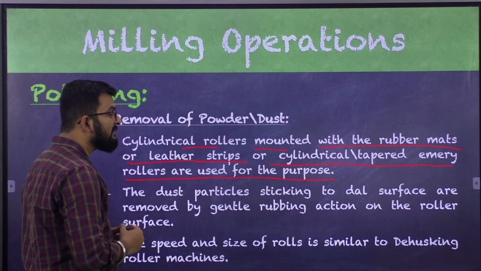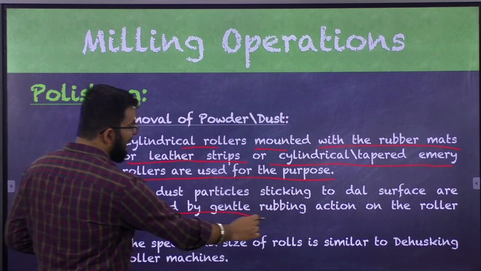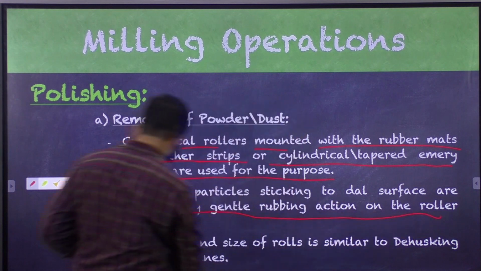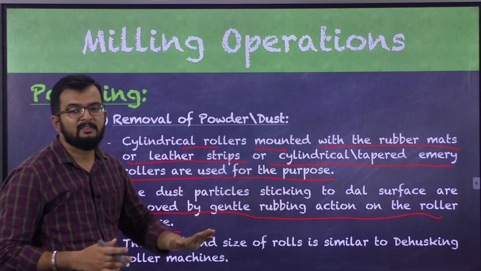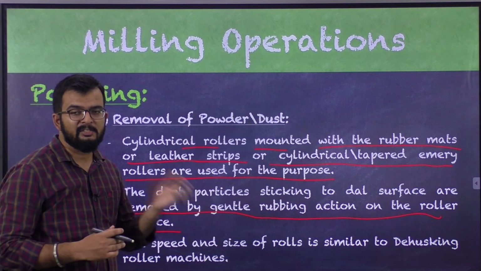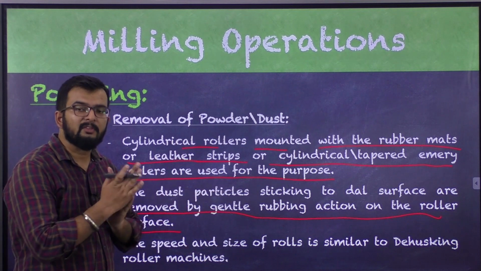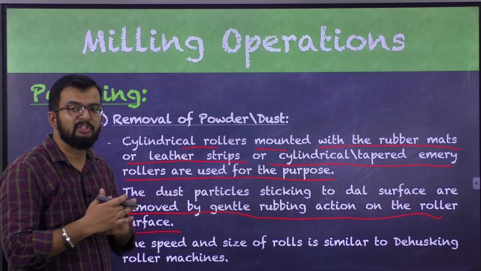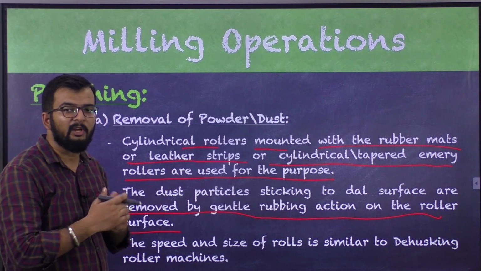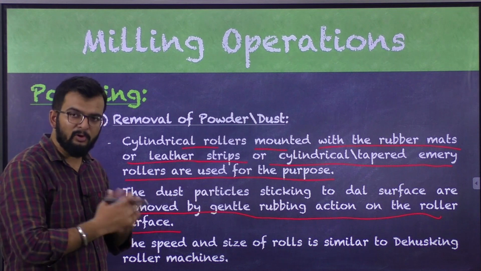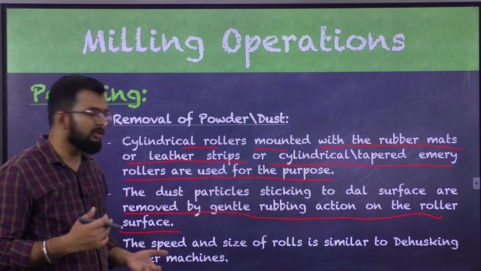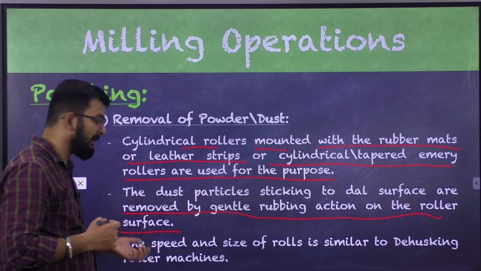The dust particles sticking to the surface are removed by the gentle rubbing action of the roller surface. That is, when the milled pulses are passed through these emery rollers or rubber rollers, as they pass along the surface of the rollers, this force is sufficient to remove the powder or dust on the surface of the pulses.